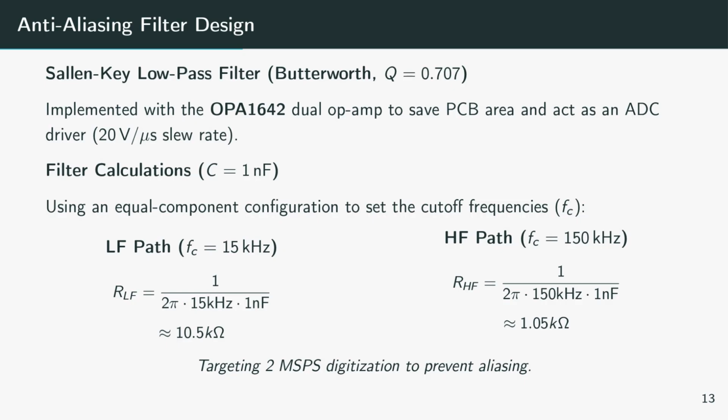The design uses an equal component configuration with capacitors fixed at 1 nanofarad. For the low frequency path, we set the cutoff frequency to 15 kHz. This results in a resistor value of approximately 10.5 kilo ohms. For the high frequency path, the cutoff is set to 150 kHz, corresponding to a resistor value of about 1.05 kilo ohms. These cutoff frequencies are chosen to match the bandwidth of each channel while ensuring that higher frequency components do not fall back into the signal band during sampling. Finally, the system targets a sampling rate of 2 megasamples per second, which provides sufficient margin to prevent aliasing and ensure accurate digital representation of the signal.